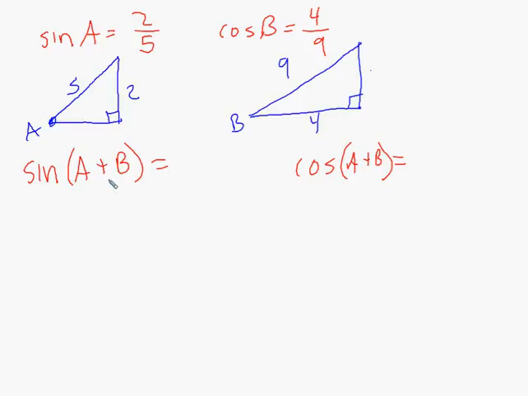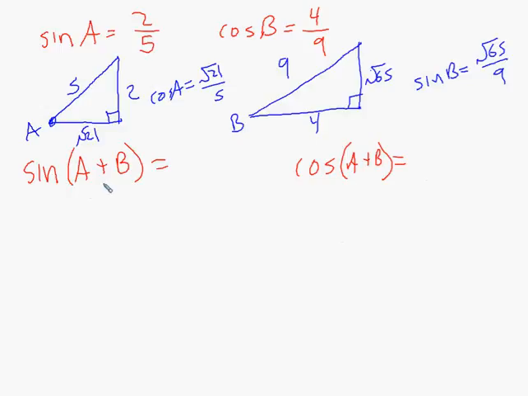2 over 5, and 4 over 9. And now what do we do? How do I find this side? Pythag. So this is root 21 by Pythag. How do I find this side? Pythag. This is root 65. Now I can find, this is A, cosine is going to be adjacent over hypotenuse. And sine of B is going to be opposite over hypotenuse.